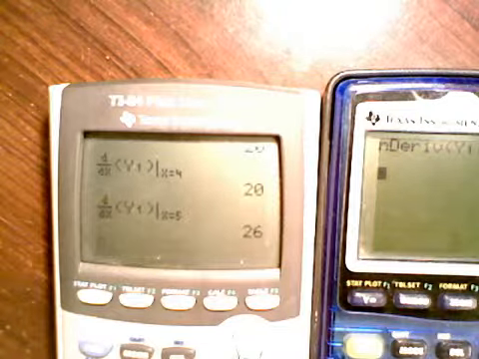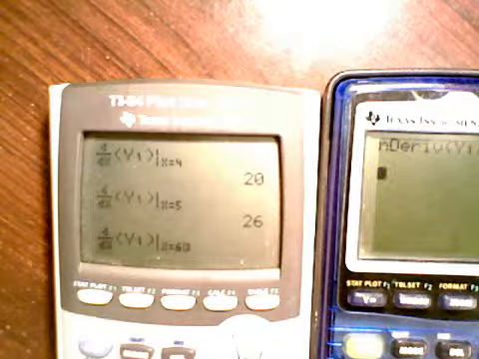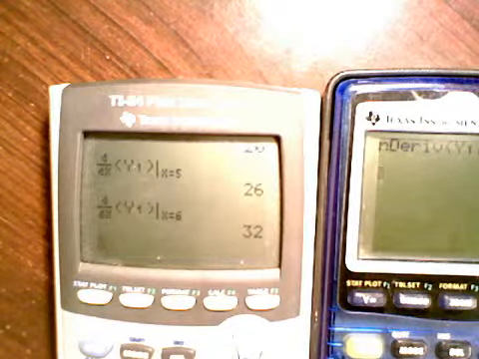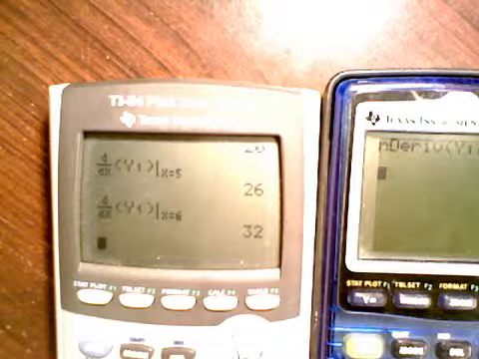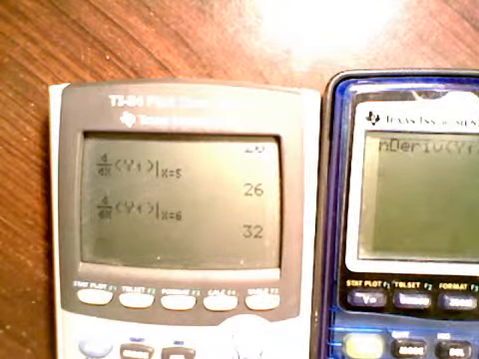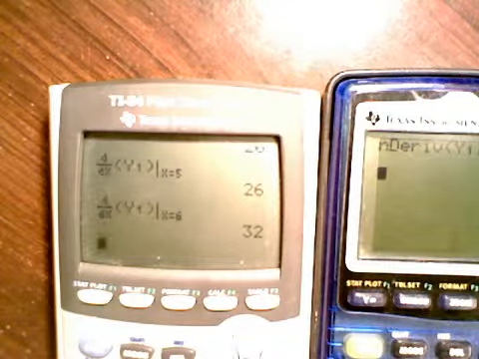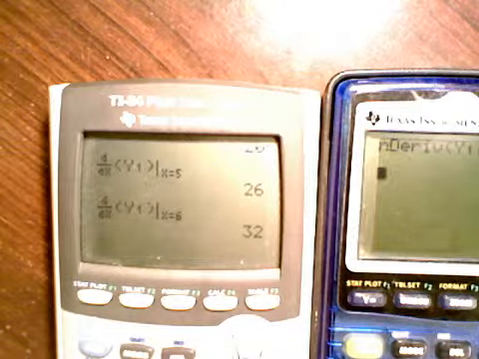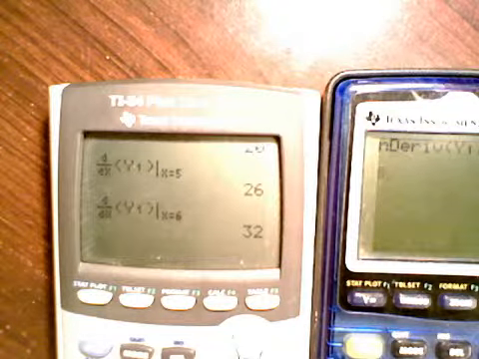Second entry, left arrow, type in a 6, and it should be 32. Because the derivative, as x increases by 1, the value of the derivative increases by 6, because the derivative is 6x minus 4, so it has a slope of 6. X increases by 1, y increases by 6. So that's how you find the derivative using your calculator.